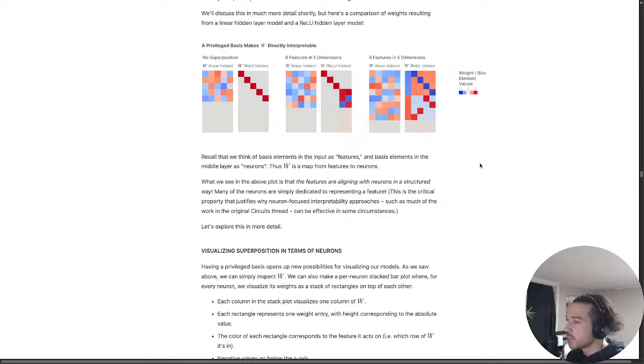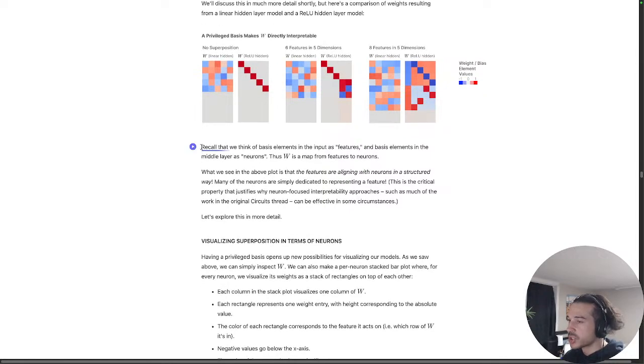What we see in the above plot is that the features are aligning with neurons in a structured way. Many of the neurons are simply dedicated to representing a feature. This is the critical property that justifies why neuron-focused interpretability approaches, such as much of the work in the original circuits thread, can be effective in some circumstances. Let's explore this in more detail. Visualizing superposition in terms of neurons.